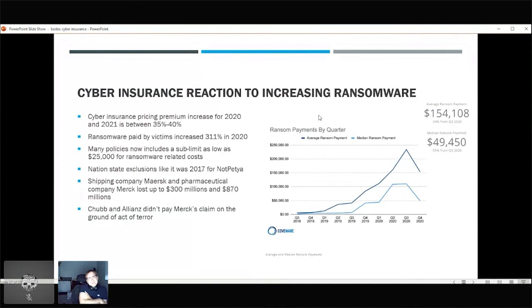I think the most scary event in terms of payout was the pharmaceutical company that had a ransomware attack. They have cyber insurance coverage, but it was denied on the ground of act of terror. And I believe they are still in litigation because the insurance company never paid. And it looked like an excuse not to pay for the actual attack. So yeah.